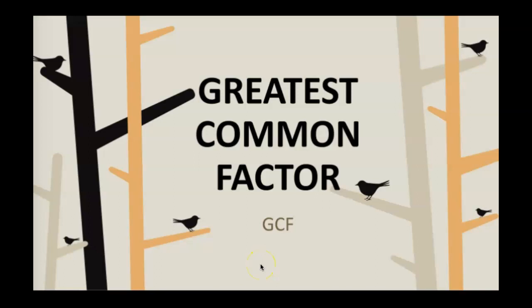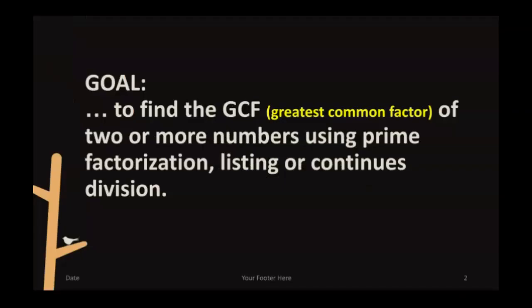Today we're going to be working on greatest common factor. I know we did this already before, in the beginning, like October, during our different book. But since Savas introduced it now, I'm just going to grab it as a chance to review. So our goal will be to find the greatest common factor, or GCF, of two or more numbers using prime factorization, listing, or continuous division.